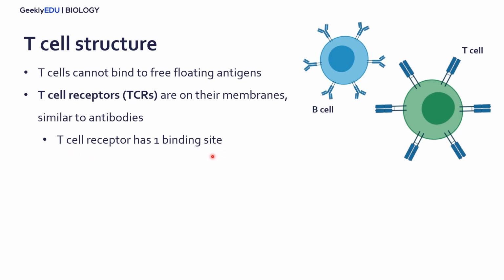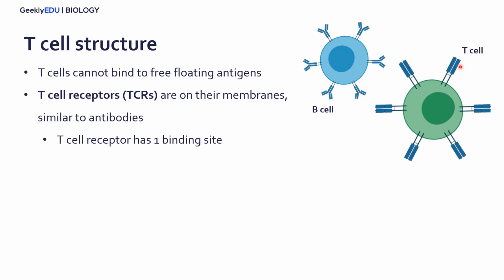binding site. So here we see a B cell which has its BCRs or B cell receptors, which look very similar to antibodies in this Y shape. So it has two binding sites. But in our T cell shown here, the TCR is a little bit different shape, so we just see one binding site instead of this Y form.